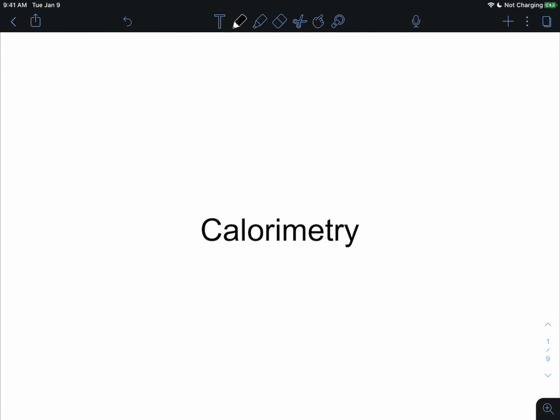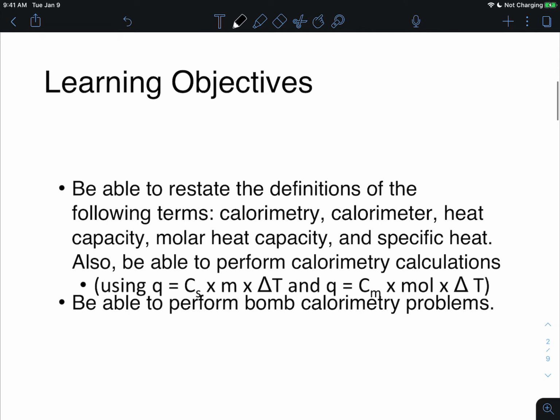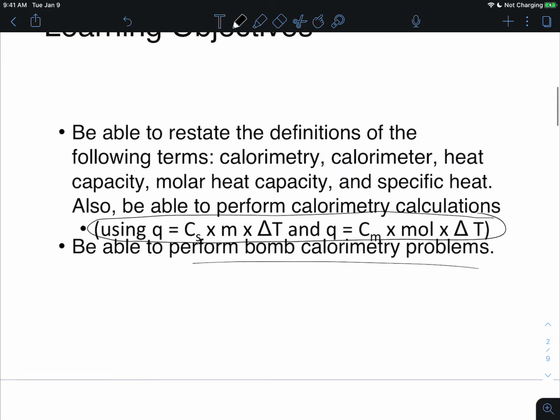Hey guys, in this video we're going to be looking at calorimetry. Within this video we should be able to achieve the following learning objectives. We should be able to restate the definitions of calorimetry, calorimeter, heat capacity, molar heat capacity, and specific heat. We should be able to use the following equations in order to perform calorimetry calculations. And lastly, we should be able to do bomb calorimetry problems.